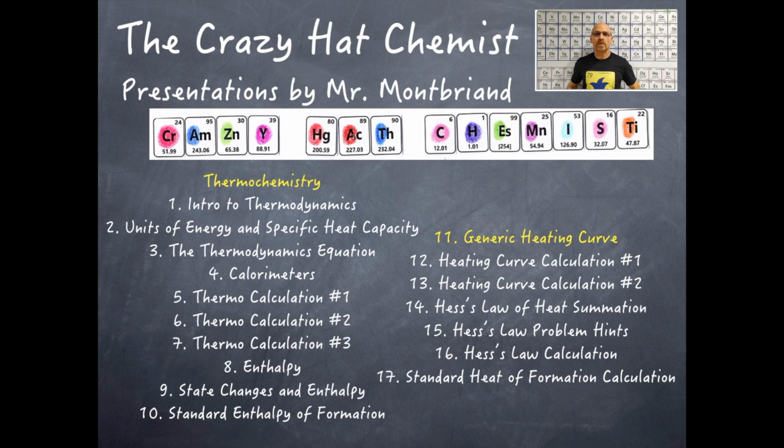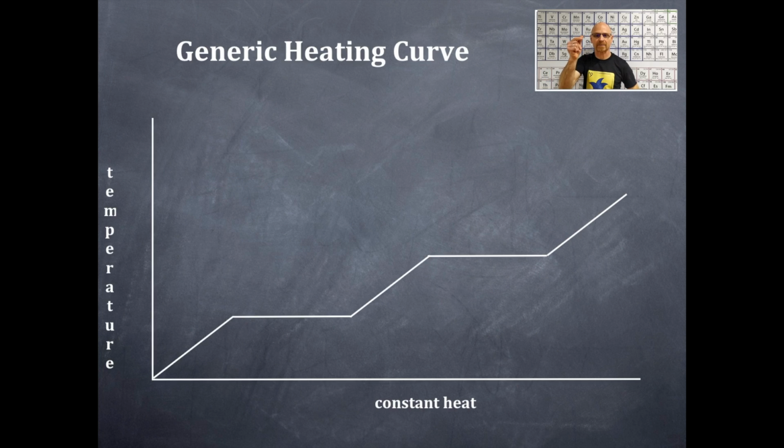So another video here on thermochemistry. So let's get moving. Bam! Today we are talking about a generic heating curve. It's a temperature versus heat graph. You notice that the temperature is along the y-axis. The heat, the constant heat, is along the x-axis.